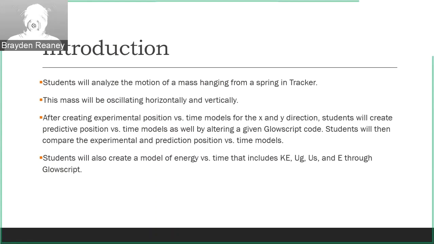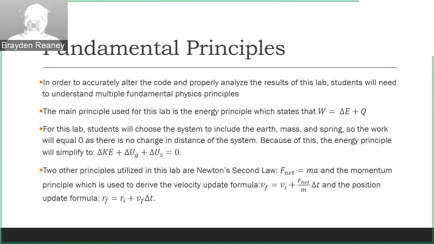Students will also create a model of energy versus time that includes kinetic energy, gravitational potential energy, spring potential energy, and total energy through GlowScript. In order to accurately alter the code and properly analyze the results of this lab, students will need to understand multiple fundamental physics principles. The main principle used for this lab is the energy principle, which states that work is equal to change in energy plus Q.